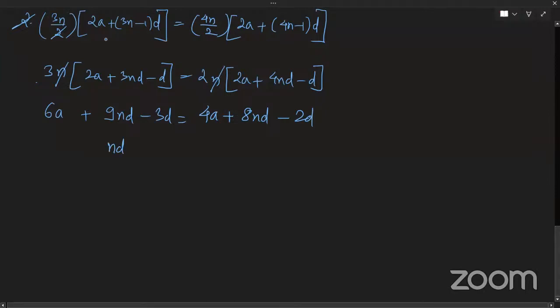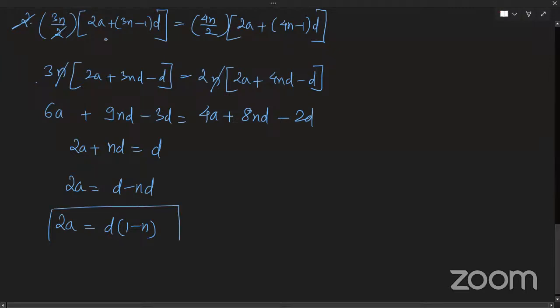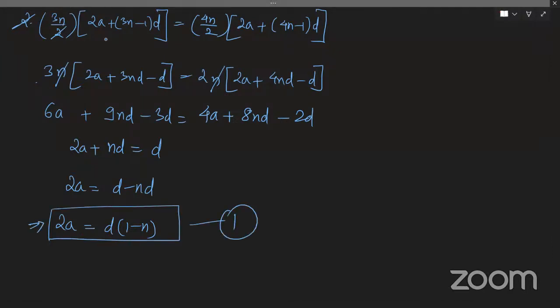So 2A plus ND is equal to D, right? In other words, 2A is equal to D minus ND. So 2A is equal to D into 1 minus N, right? Yes, sir. I'll just save this thing and call it 1.